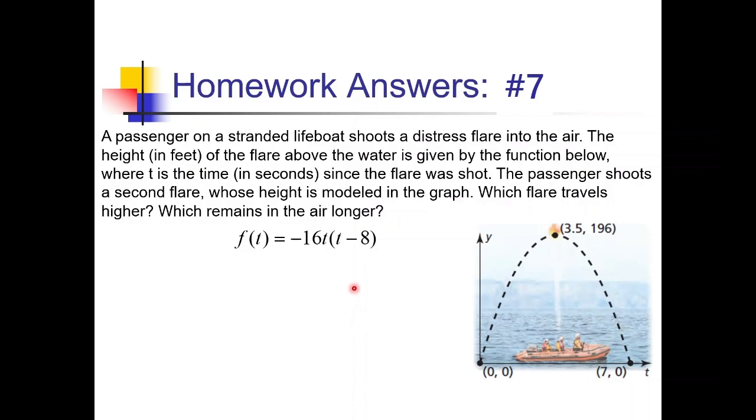For this real life problem, we have a passenger on a stranded lifeboat shooting a distress flare into the air. So the height of the flare in feet above the water as a function of time in seconds is given by this f function right here, negative 16t and t minus 8. So that'll tell us everything we want to know about the first flare. The second flare, they just modeled with this graph here. So we have the same kind of information just represented in 2 different ways. Based off of this stuff, we want to know which flare goes higher and which stays in the air longer.